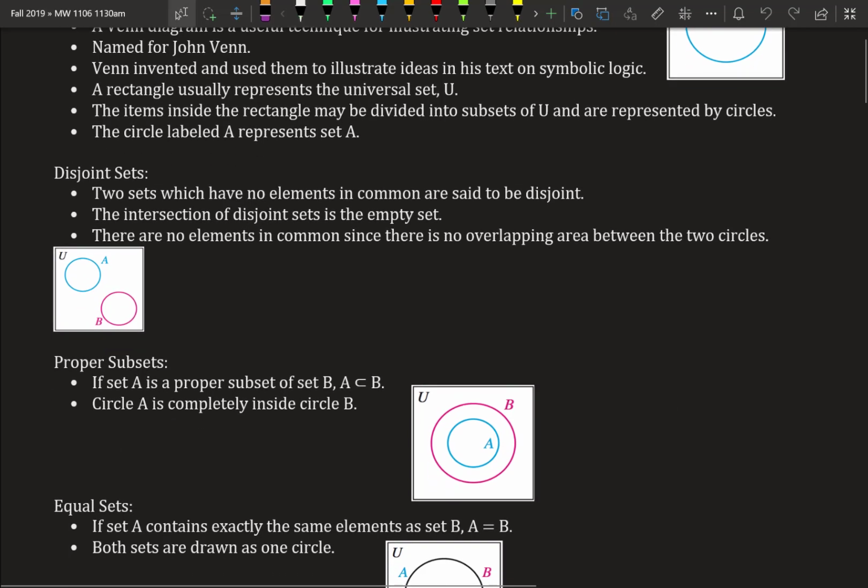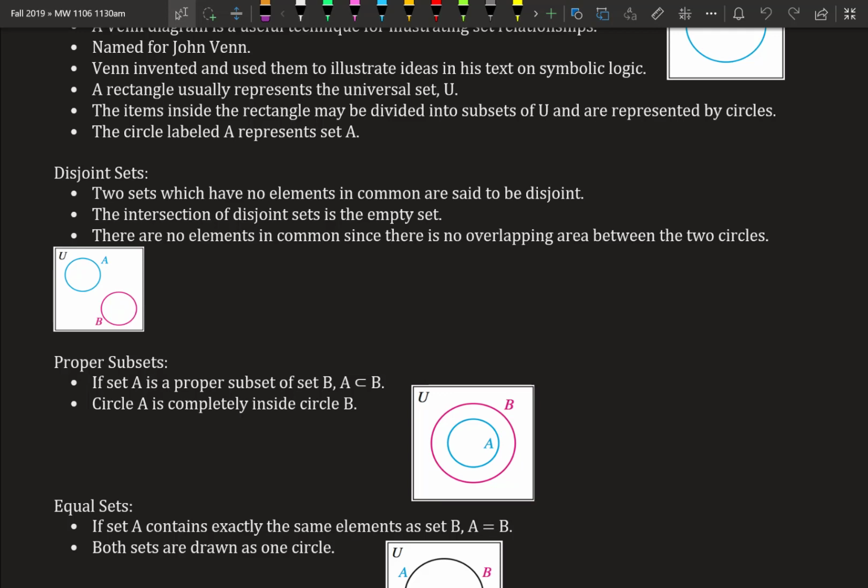So, disjoint sets. Two sets which have no elements in common are said to be disjoint. The intersection of disjoint sets is the empty set. There are no elements in common since there is no overlapping area between the two circles. So picture we're in our classroom, and the classroom is the universal set. So all of our data and every question we're going to ask can only be asked of our classroom.